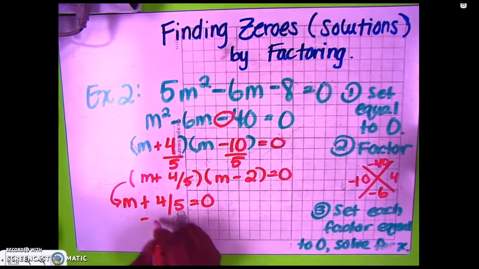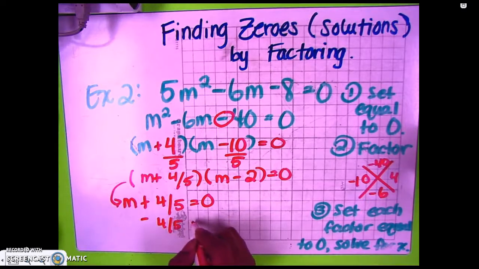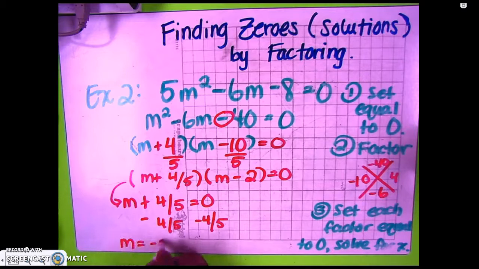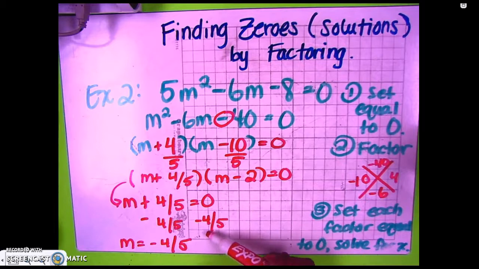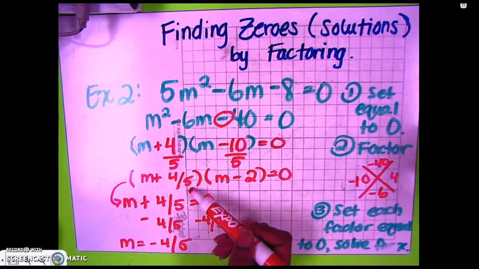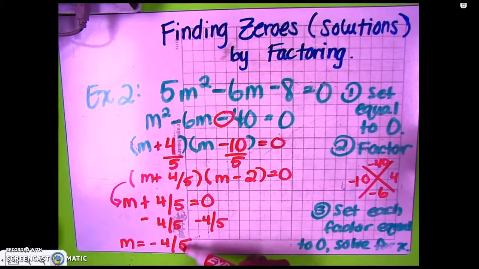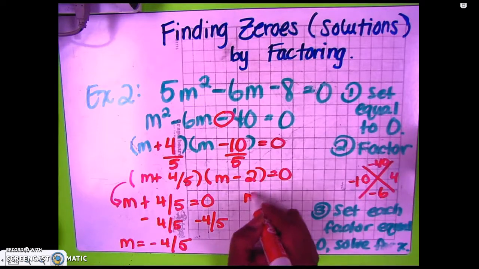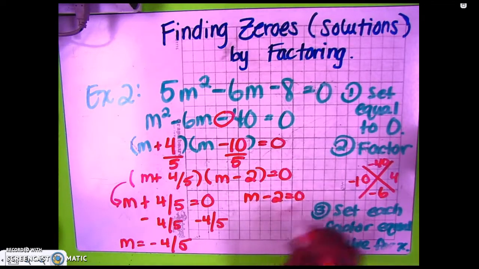All I need to do is subtract 4 over 5 from both sides, and m equals negative 4 over 5. And if you haven't noticed, the zeros always turn out to be the opposite of what's inside the parentheses. Inside the parentheses we had 4 over 5, and the zero turns out to be its opposite, negative 4 over 5. So once you get the hang of it, you can just take the opposite of this term and get the zero. Then we have m minus 2 equals 0.